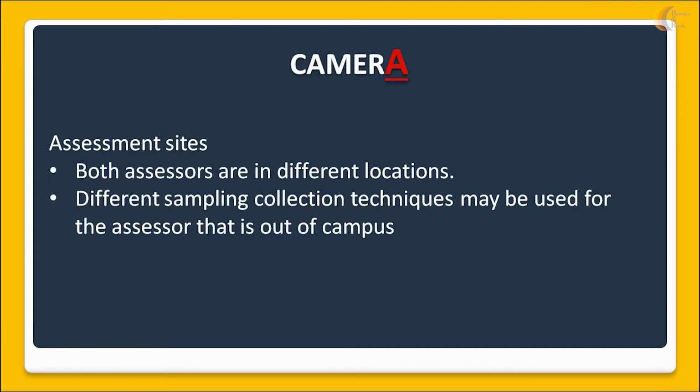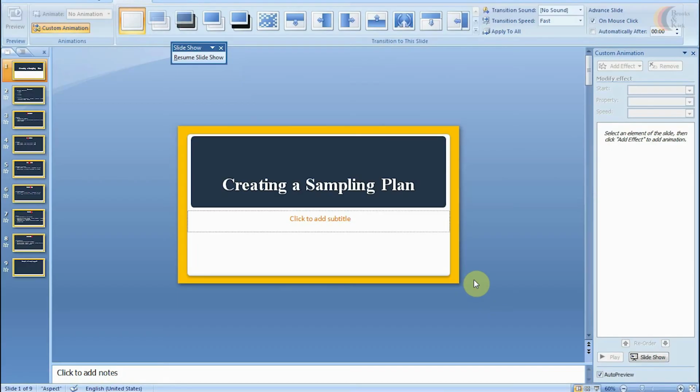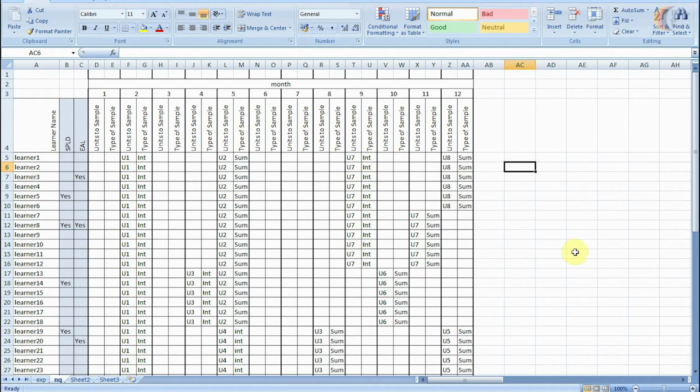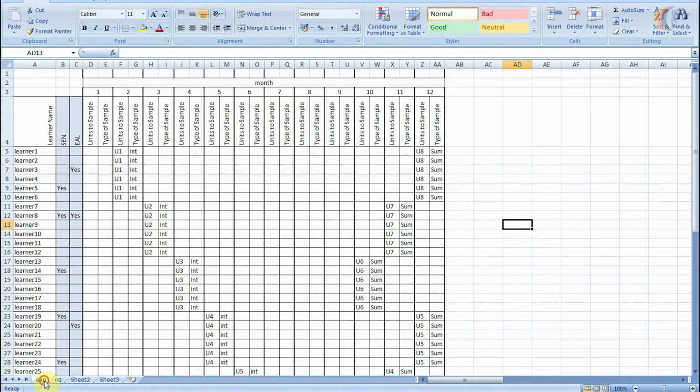Okay, so we know what we're doing. We know our course. So let's have a look at what I've produced. Okay, so here is my sampling grid. But I'll start with the first one, which is for the experienced assessor. Remember, the experienced assessor will be sampling 2 units.